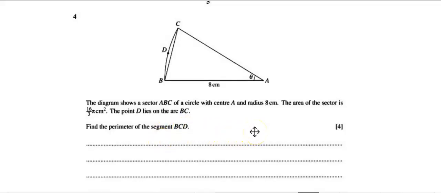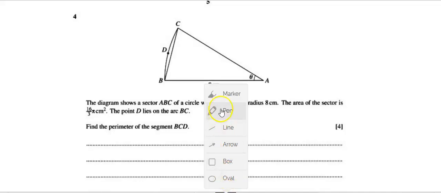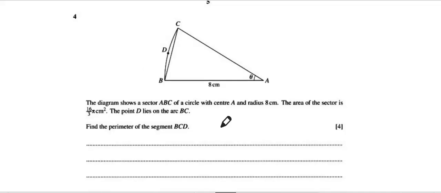For us to find the perimeter of the segment, we first of all need to look at the angle theta. How do we find the angle in the given question? Let's look at how we can find the angle theta. To find the angle theta, we might need to use the area.